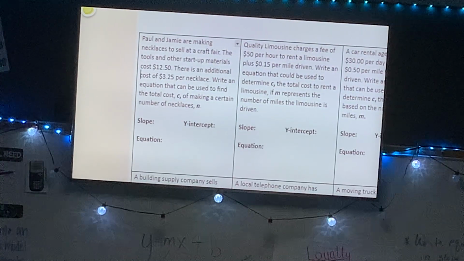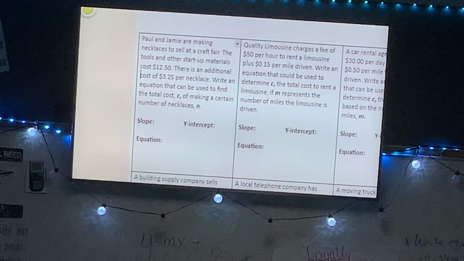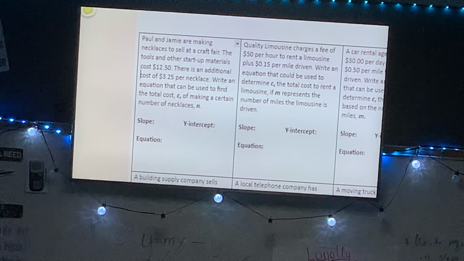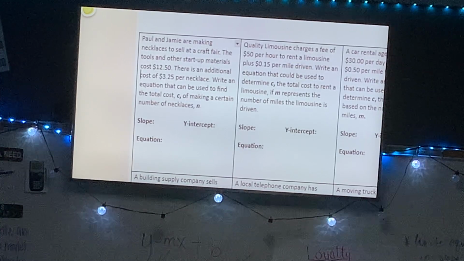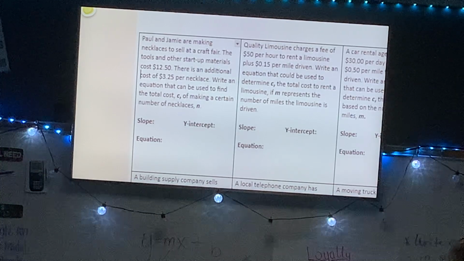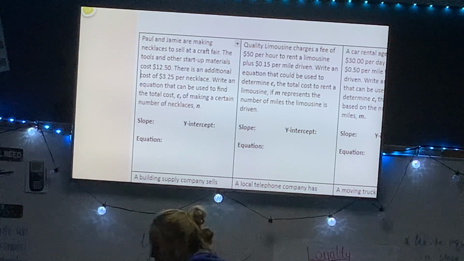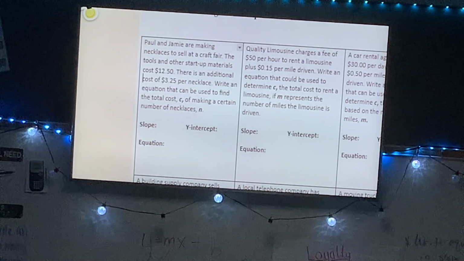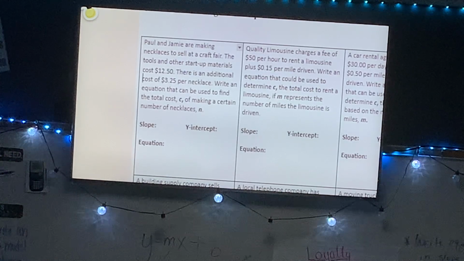So now we're reading word problems, deciding what is my slope and what is my y-intercept. Then we're going to throw it into the equation. Okay. Paul and Jamie are making necklaces to sell at a craft fair. The tools and the other startup materials. You can use the highlighter. Remember, your highlighter is your third little tool at the top. So startup material is $12.50. You need to go down to that's where you should be.